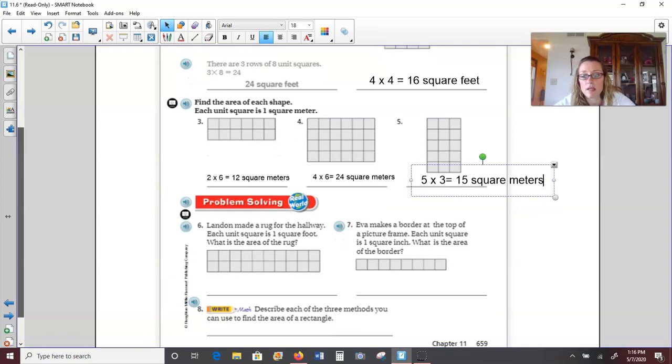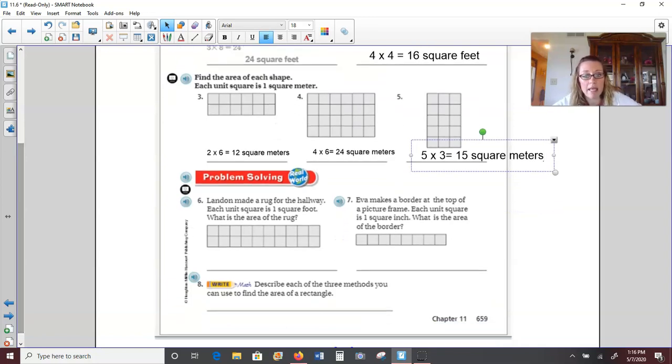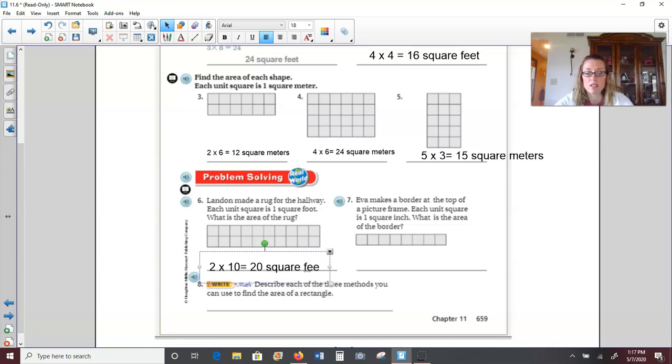All right, excellent. Number 6, Landon made a rug for the hallway. Well, that was nice, Landon. Each unit square is 1 square foot. What is the area of the rug? All right, we can do this. I see 2 rows times how many is in each row? 3, 4, 5, 6, 7, 8, 9, 10. 10 in each row. 2 times 10, Brielle. We've got this. What does that equal? 20. And the area, square feet. 20 square feet for Landon's rug.